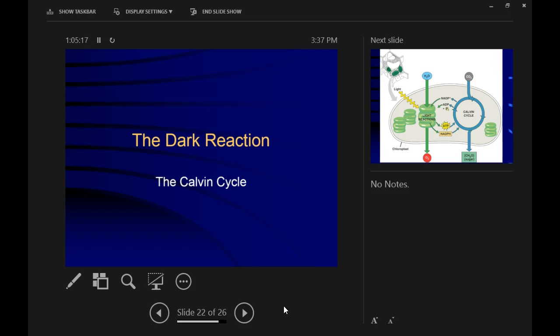So it's called the dark reaction, the Calvin cycle, the Calvin-Benson cycle. Sometimes you'll see it referred to as the light independent reaction. Oftentimes when we love something, we have lots of different names for it. And biology is no different.